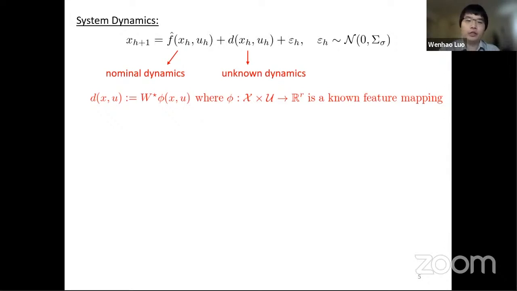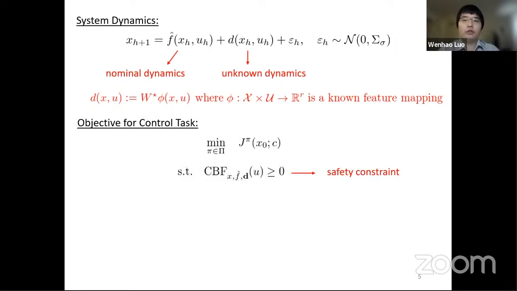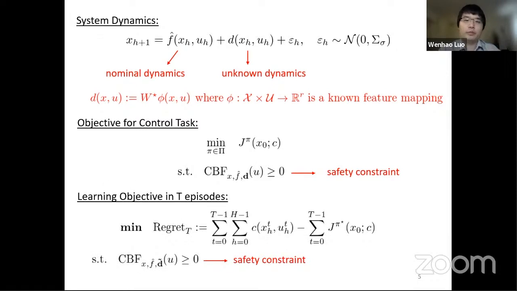So basically, with all the training data, the learning of the dynamics boils down to the approximation of this unknown linear mapping W. If we know the system dynamics, then the classical control task is just trying to find an optimal policy that minimizes the task-related cumulative cost function subject to some safety constraints, for example, represented using the control barrier function. However, with this system unknown, we have to change it to a learning-enabled objective function.